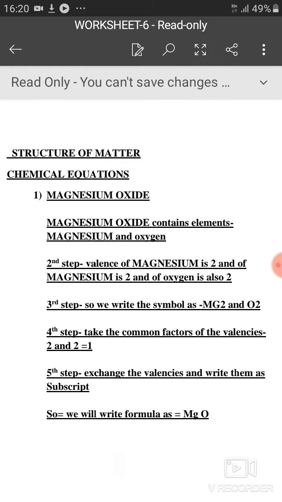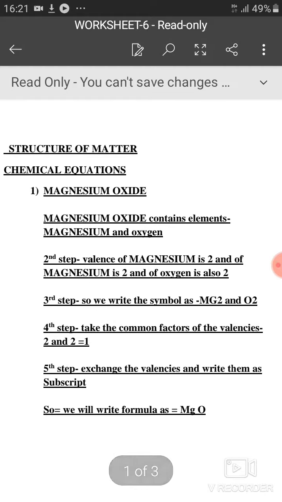Firstly, you should know which elements magnesium oxide contains. Let me tell you that it contains magnesium and oxide, which is also known as oxygen. Second step, you should know the valency of both the elements. But how can you know the valency? Let me tell you to consider the outermost shell as the valency.